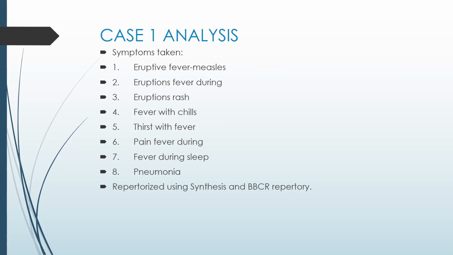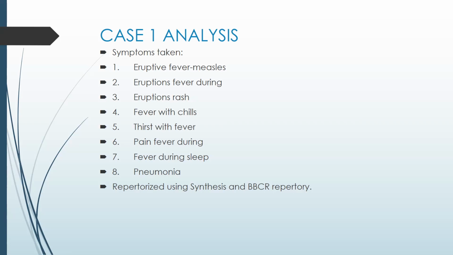So from this, I analyzed the case and took a few symptoms. I took eruptive fever of measles, because the eruptions were like those of measles. Eruptions, fever during eruptions, rash, fever with chills, thirst with fever, pain during fever, fever during sleep, and I took pneumonia, beginning of pneumonia. So I repertorized these few symptoms. They are very vague symptoms, if you have a look.